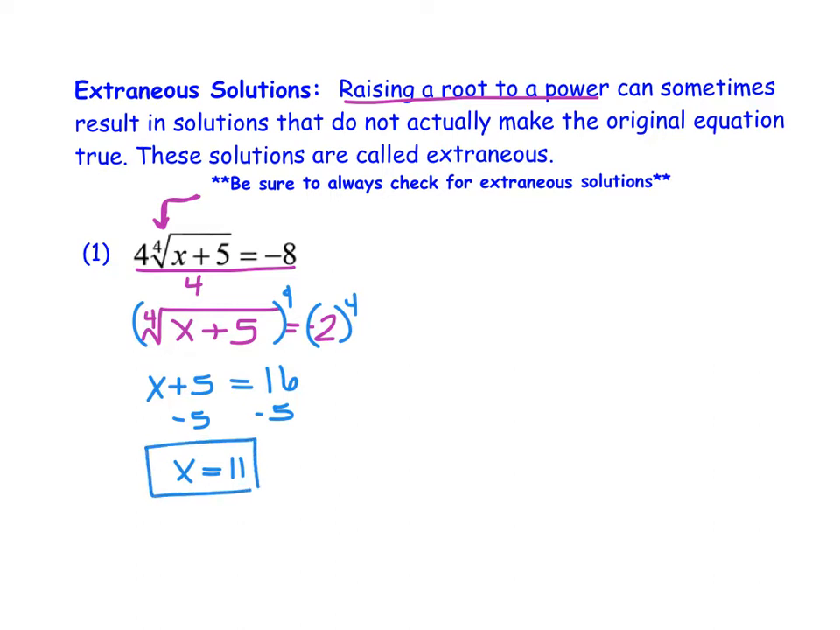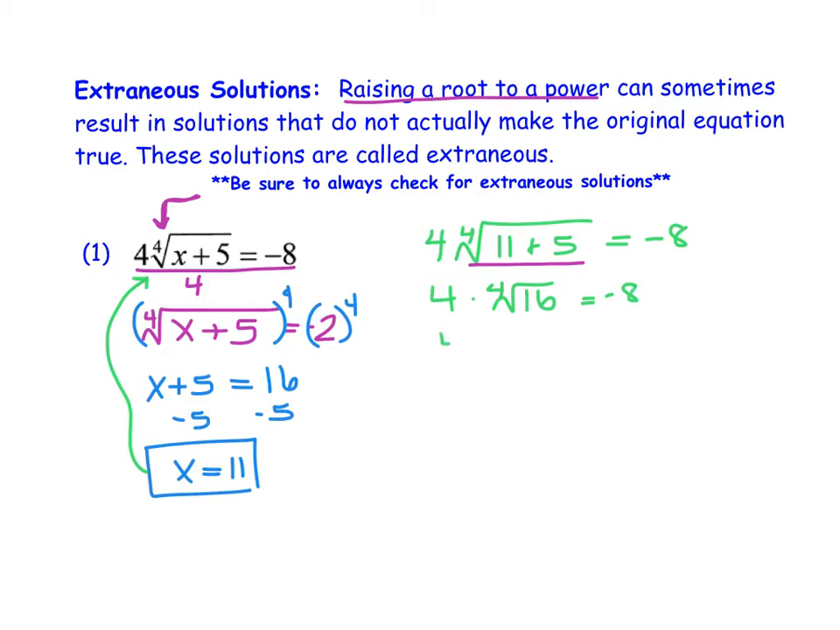Now, believe it or not, this is actually an extraneous solution, and I'm going to show you what's happening and why it's extraneous, or essentially why it's a solution that appears to be true, but doesn't actually make the original equation true. So if we substitute this back in, we get 4 times the fourth root of 11 plus 5, remember we're substituting 11 in for x, and we're checking to see if that's equal to negative 8. Well, inside of this root we end up with the fourth root of 11 plus 5, which is really the fourth root of 16.